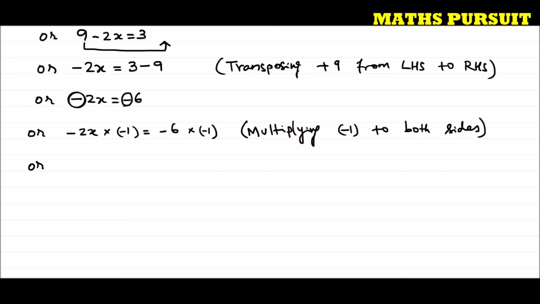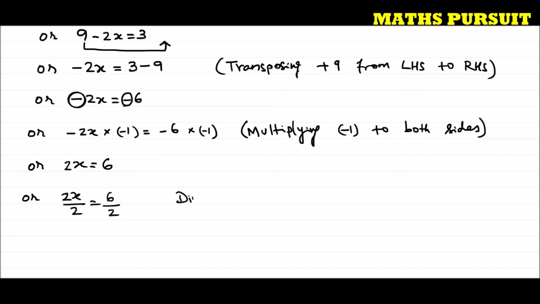So now what are we getting? Minus 2x into minus 1 is plus 2x. Similarly, minus 6 into minus 1 is plus 6. Or I can write 2x divided by 2 is equal to 6 by 2.